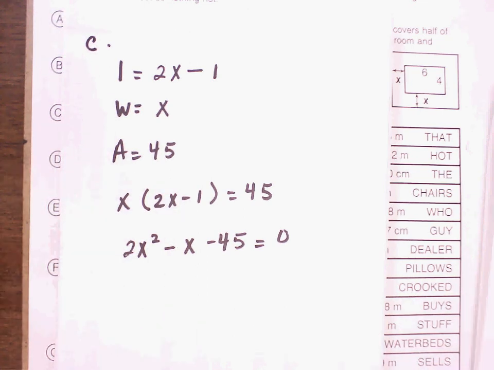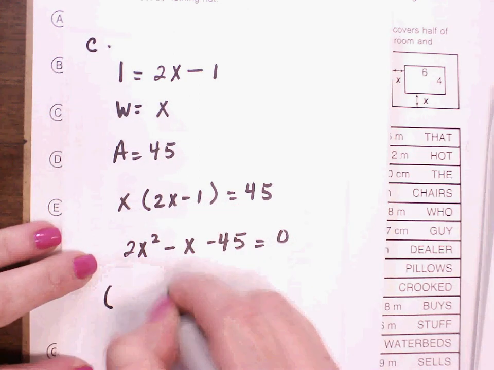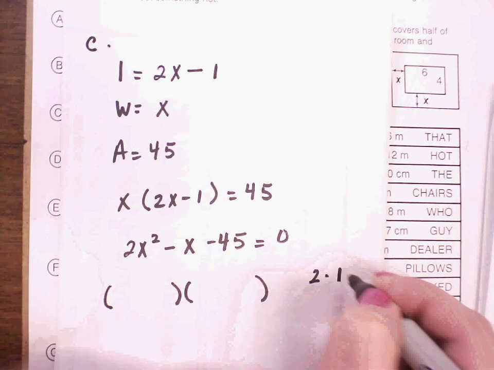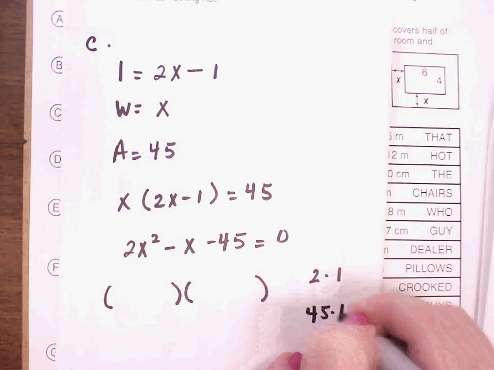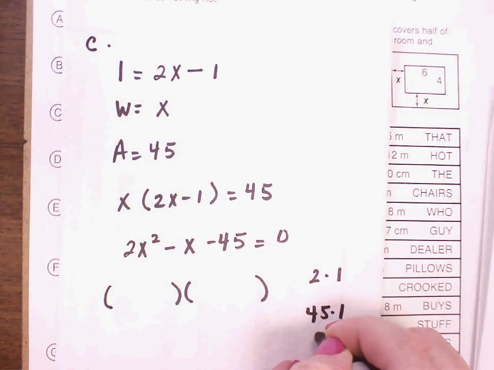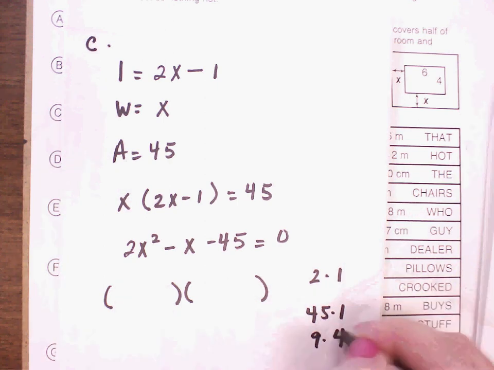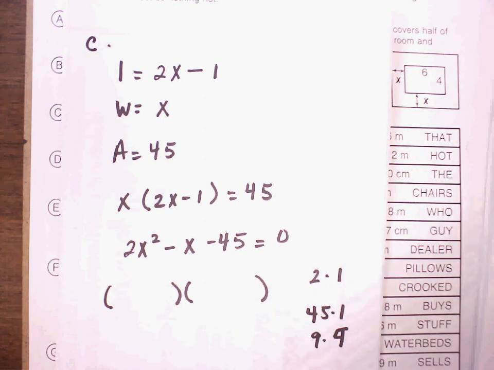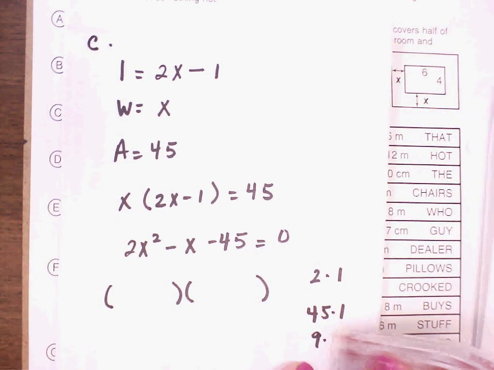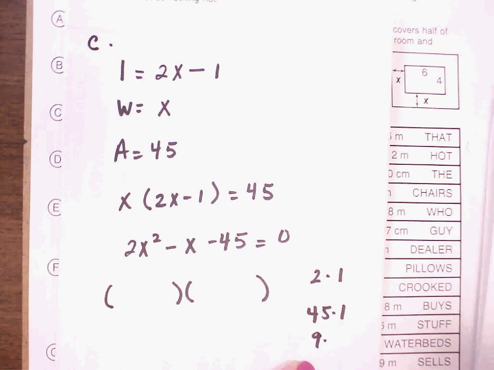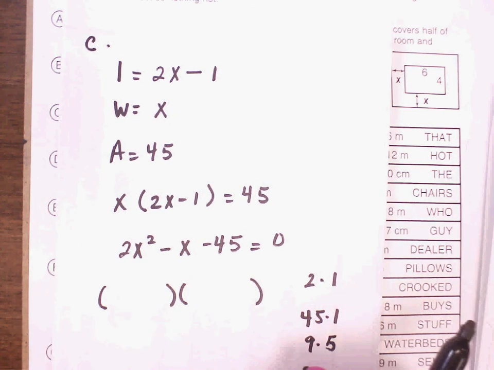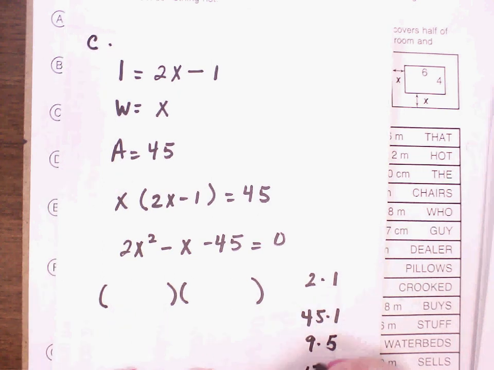There's no GCF, so I'm going to have to factor this, right? With that, I really try to GCF so that I don't have that 2 in front of that x squared, right? Because it's a little harder. All right, so 2 is just 2 times 1, but 45 is 45 times 1, and 9 times 5, and 15 times 3.